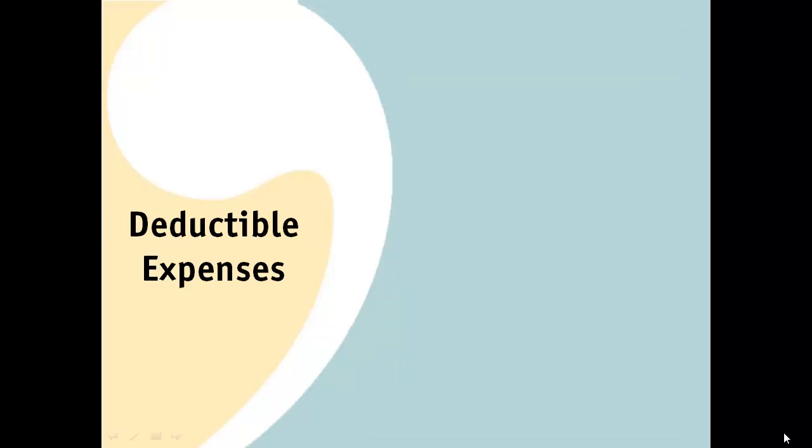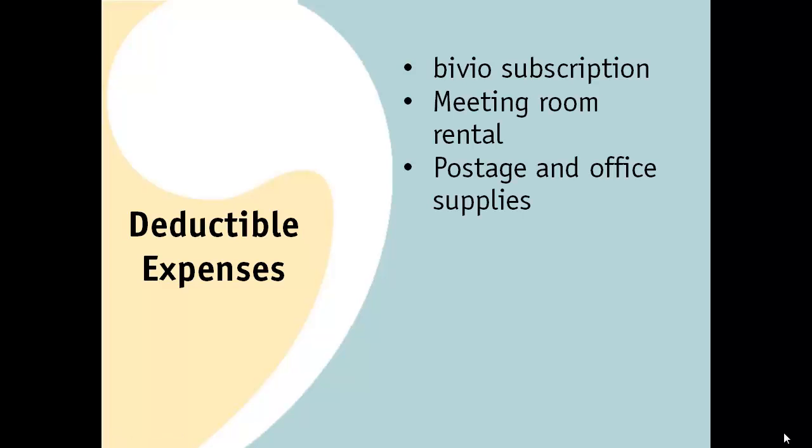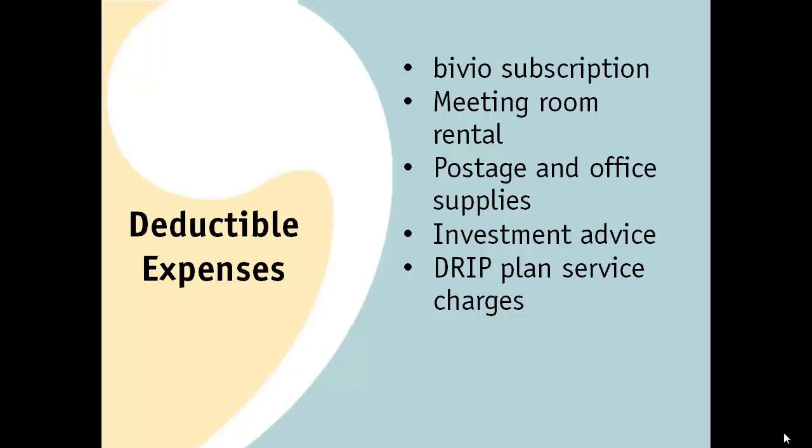Deductible expenses include things like your bivio subscription, meeting room rental, postage and office supplies, fees paid for counsel and advice about investing, which could include a club subscription to Manifest Investing or Value Line, dividend reinvestment plan service charges, and these are the charges that are subtracted before the funds are used to purchase stock. If you have a safe deposit box, any percentage that is used for investment-related activities is deductible. If you have a question about whether something is deductible, refer to Publication 550.